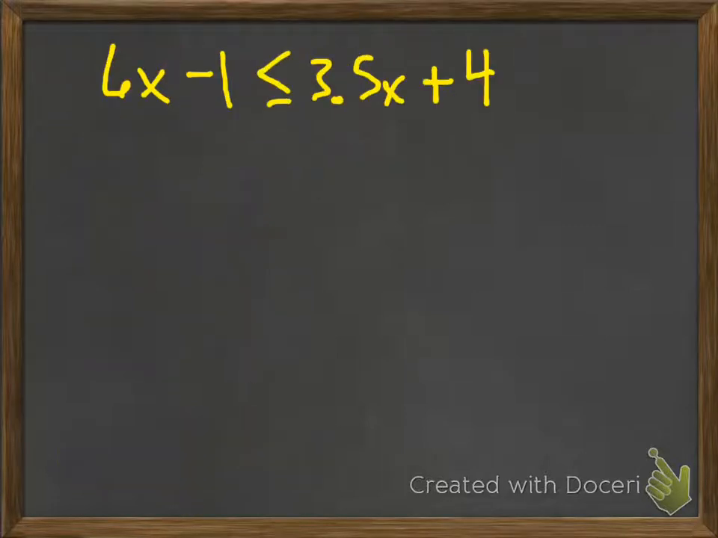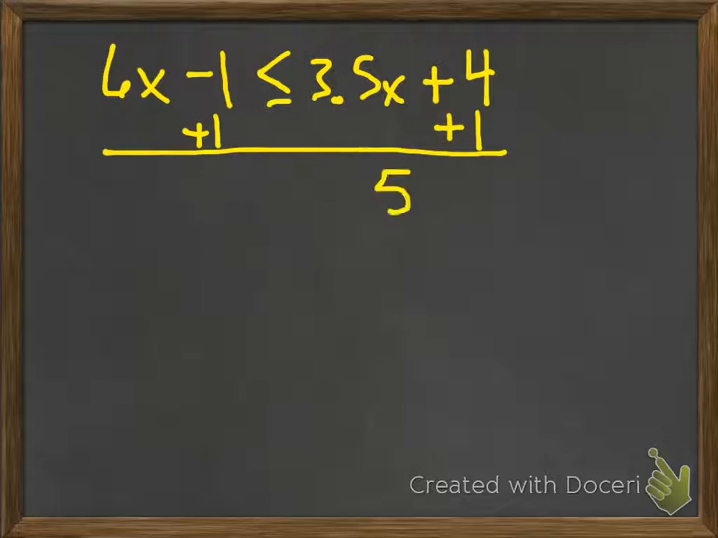Next example. 6x minus 1 is less than or equal to 3.5x plus 4. Now for me, like I said, notice here, there's no parentheses, so no distribution, no combining like terms. You're going from one side to the next. So I'm kind of keeping that a little bit easy. So I'm going to add 1 to both sides. Then I'm going to also subtract 3.5x.